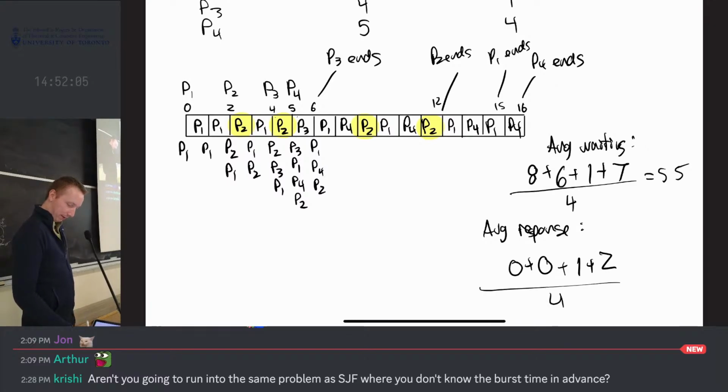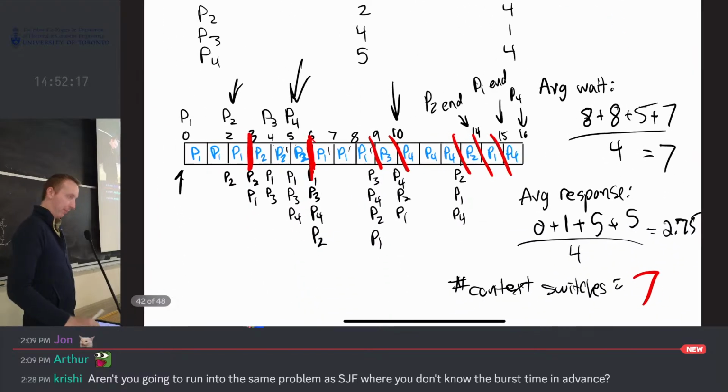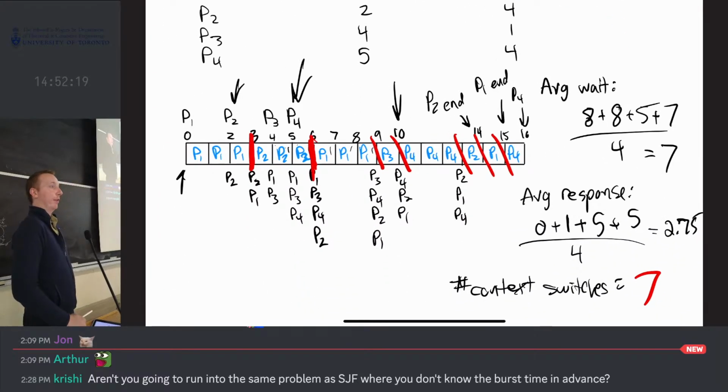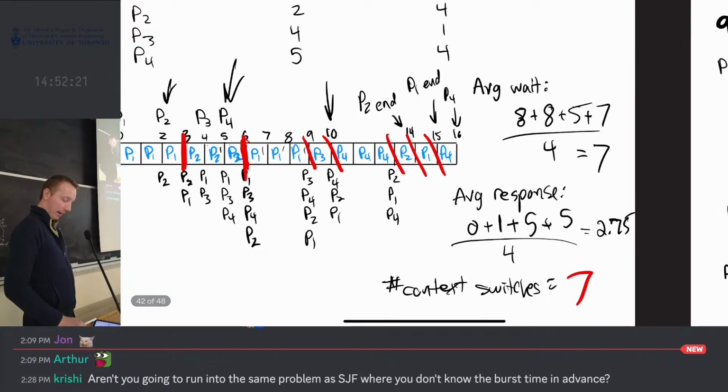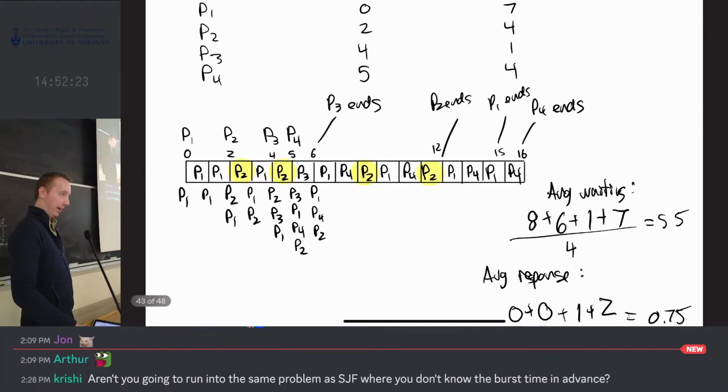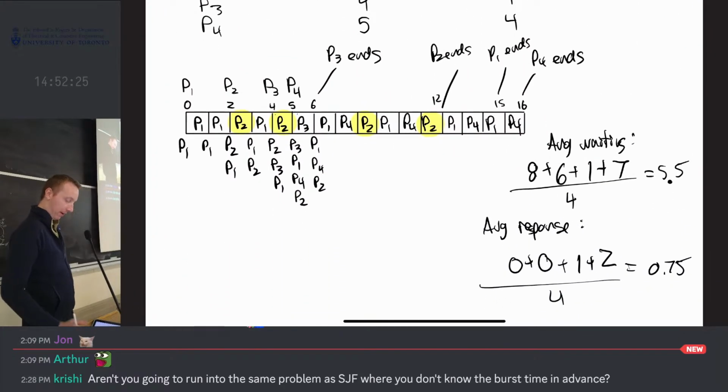So without even doing the math here, we can tell that the response time is much, much lower. 0.75 as opposed to what did we get before, 2.75. So the response time went down. The average waiting time also went down. It was 5.5, so that's good.